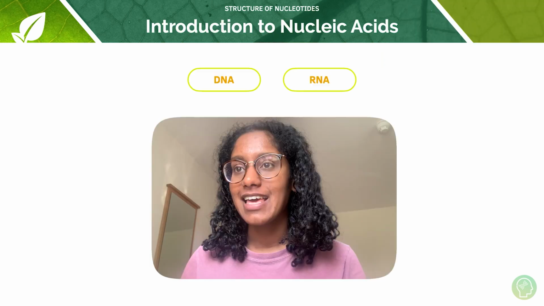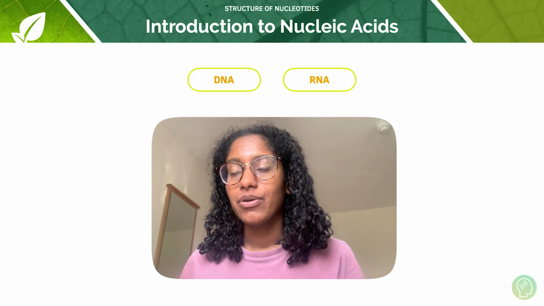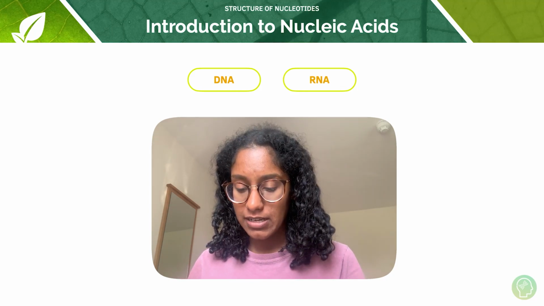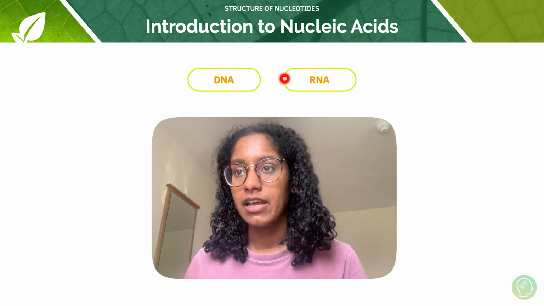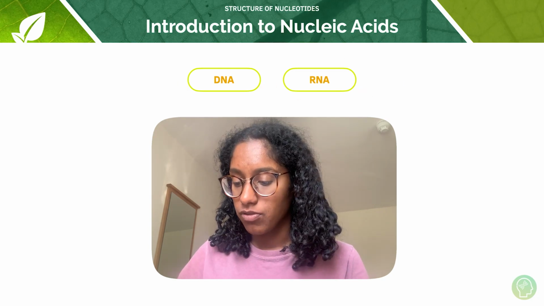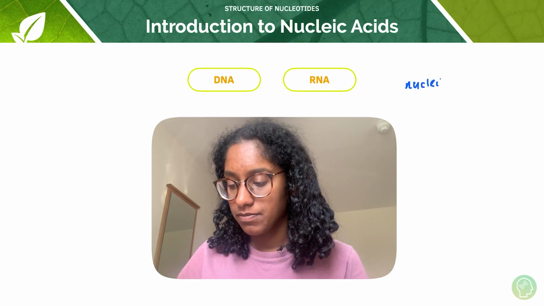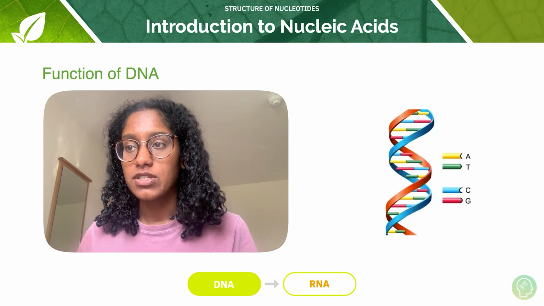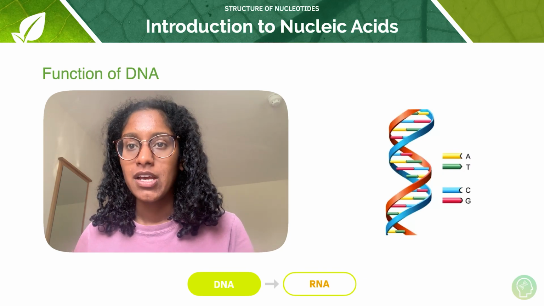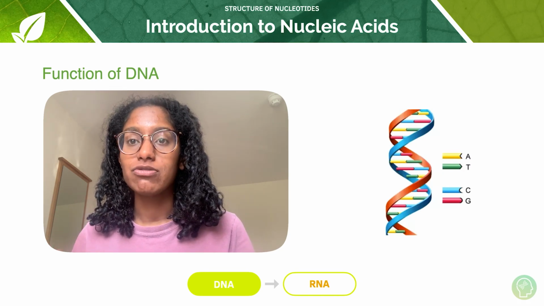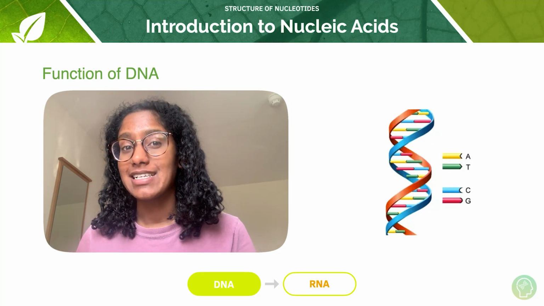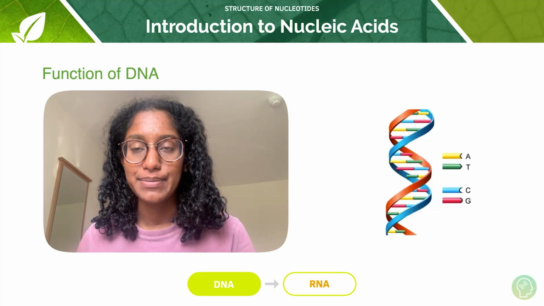So let's get cracking. First of all, let's think about nucleic acids. DNA and RNA are both types of nucleic acid. Now, DNA stores genetic information, so it contains all the instructions for an organism's growth and all the instructions to execute necessary daily functions of that organism.